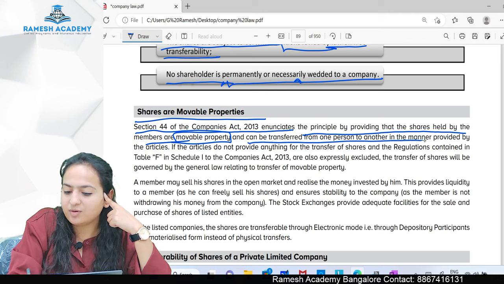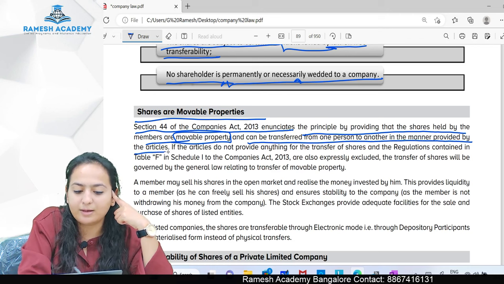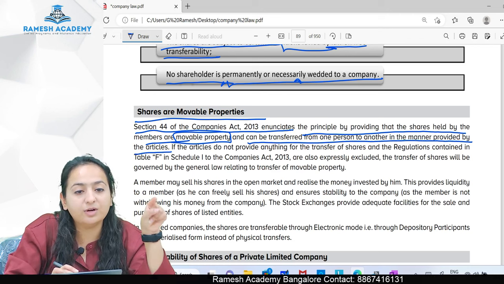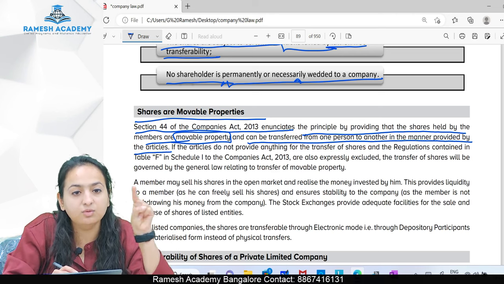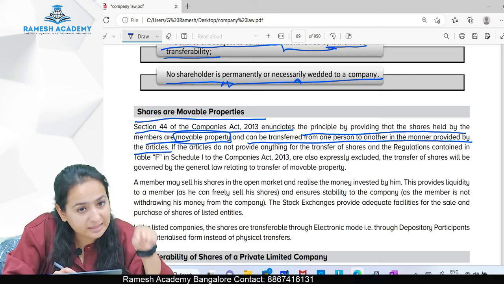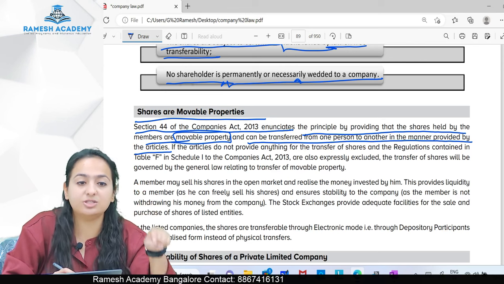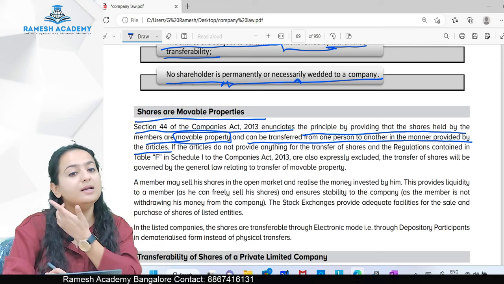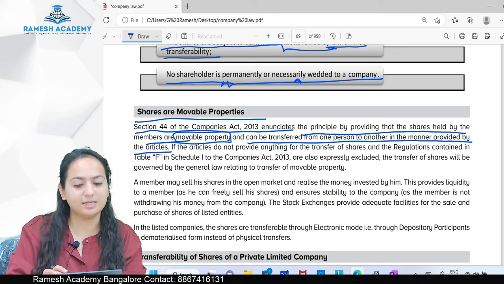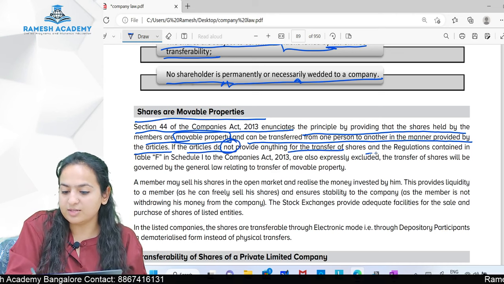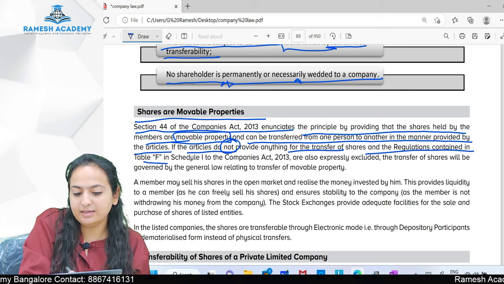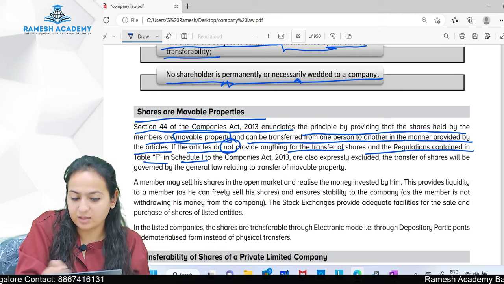Shares can be transferred from one person to another in the manner provided by the AOA. Whatever I told in the previous class, what is the articles of association? It is the internal rules and regulations. If it is written in the AOA of the company that the shares are movable, then they can be transferred. If the articles do not provide anything for the transfer of shares, then the regulations contained in Table F, Schedule 1 apply. So what is it?